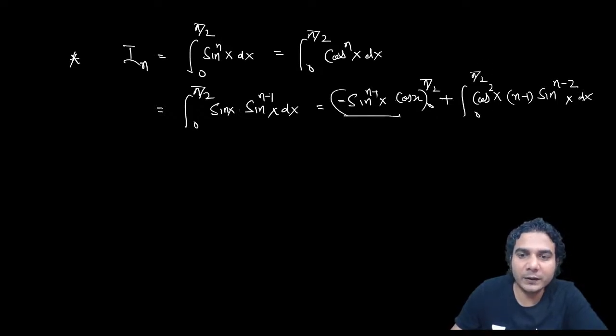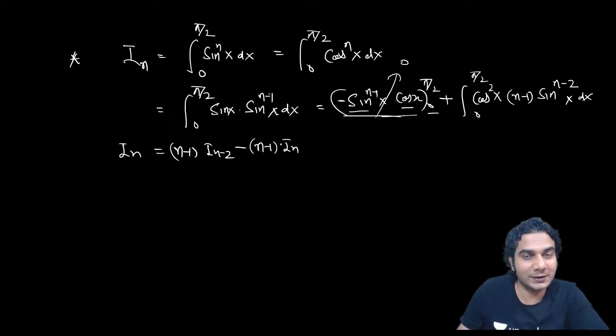Now see, this part will vanish, because if you put pi by 2, this cos will become 0. If you put 0, this sin will become 0, right? So this part is 0. So what is left now? The only thing which is left now, again you will do the same thing. Cos square can be written as 1 minus sin square if you multiply. So you'll get n minus 1 times I_{n-2} minus this n minus 1 times I_n.